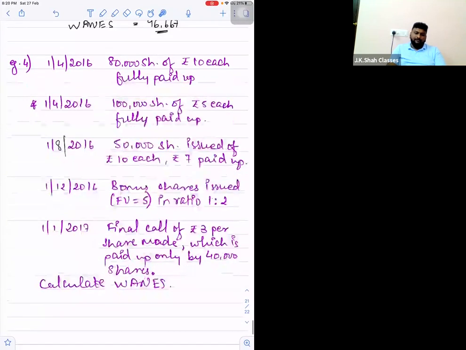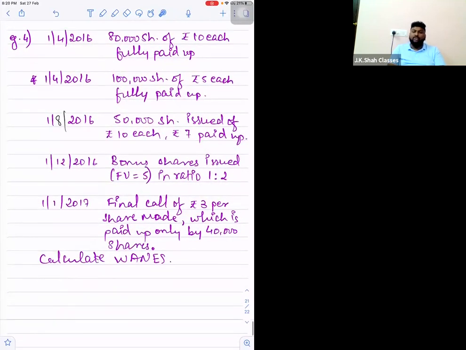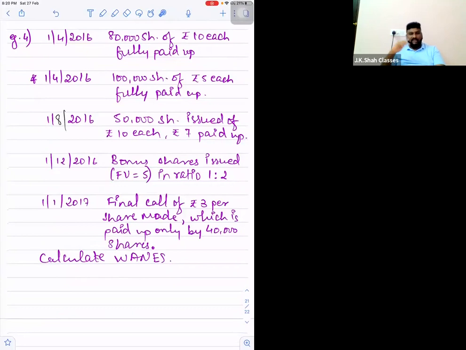Okay, now everybody please focus on the 4th example. This is the toughest and this is the maximum that can be asked in the exam for 5 marks. Now please understand. On 1st April 2016, we have 80,000 shares of rupees 10 each which are fully paid up. So these are outstanding for the full 12 months. Opening balance of shares I can say.